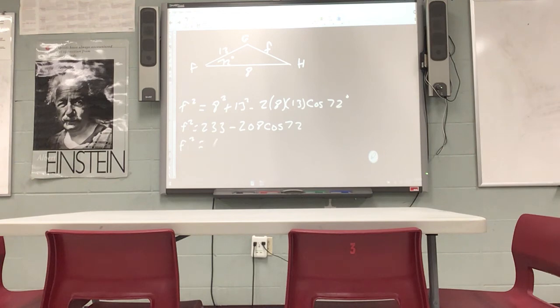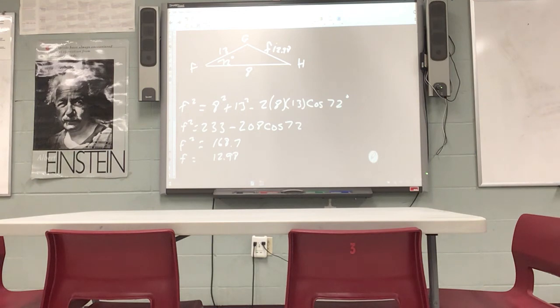Very good. And that's what F squared is, so we need to undo the squared and square root it. 12.98. Okay, so we know side F now. So now we've got some matching stuff. We've got angle F and side F, so we can go to law of sines now.